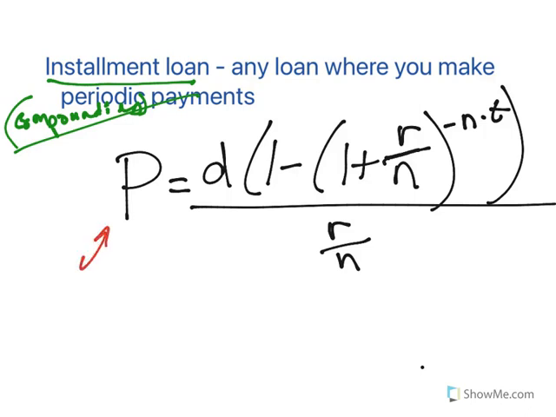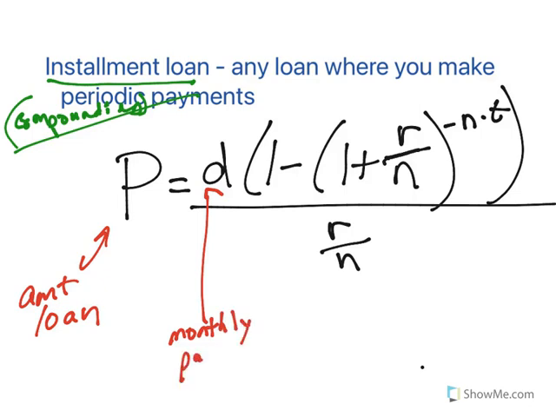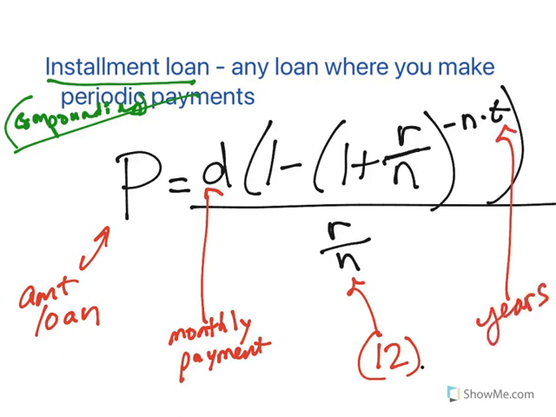Now, P is the amount of the loan, or the amount that you need, or whatever the total amount is. D is the monthly payment. R is the annual interest rate. N is 12. N is the number of payments you're making per year, but generally with loans, we make monthly payments, and therefore it's 12. And don't forget that T is always in years.